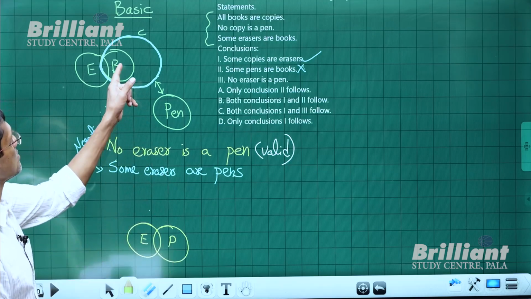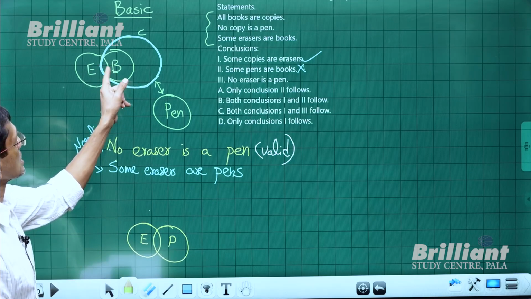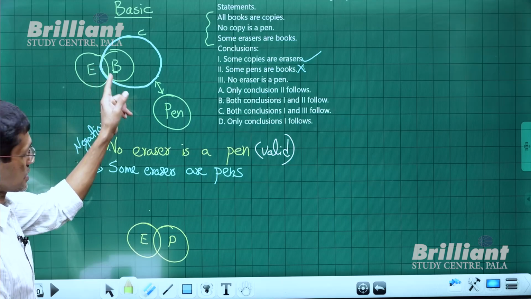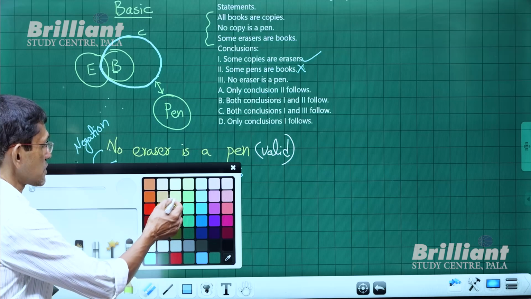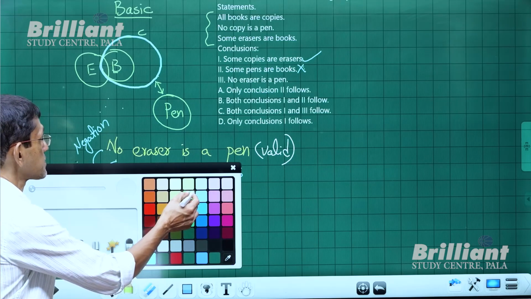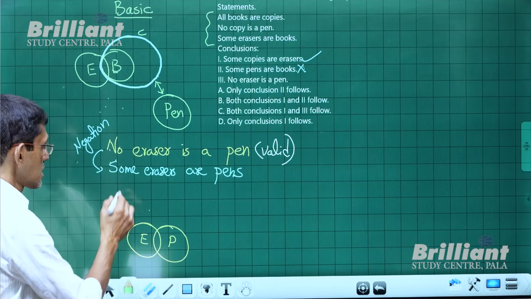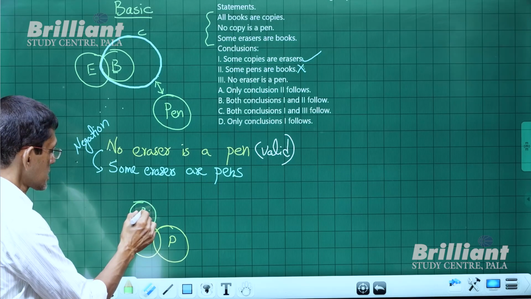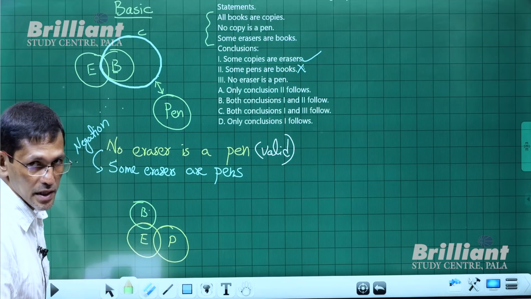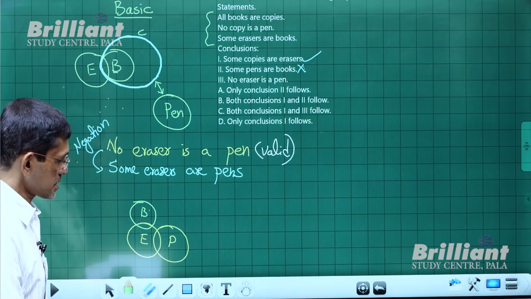So what's the peculiarity of book? Book is intersected with erasers. So we need to draw it in such a way that book must be intersecting with the erasers. So let me draw it. Book is intersecting with erasers. It is not necessary that book is intersecting with the pens.